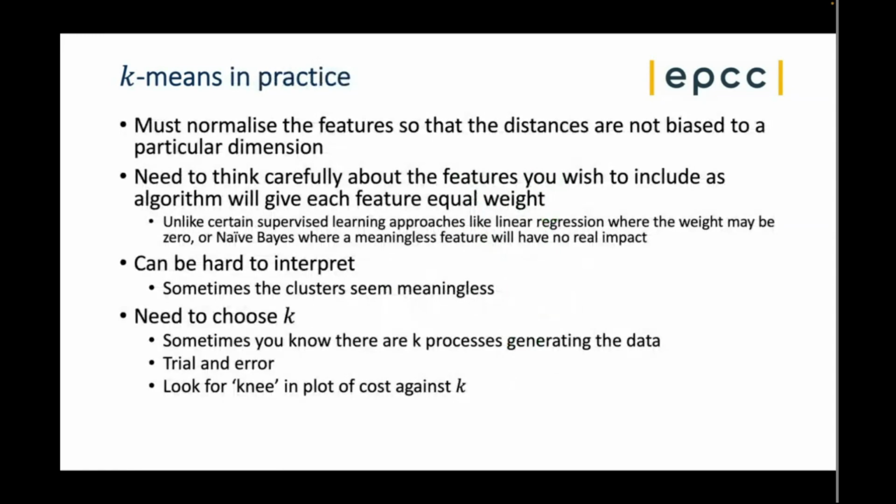In this case as well, we have to normalize the features, just like we talked about before, so that they have the same scale and spread, so that you're not biased towards a particular feature. We need to think carefully about those features that you want to include, as this algorithm just gives each feature equal weight.